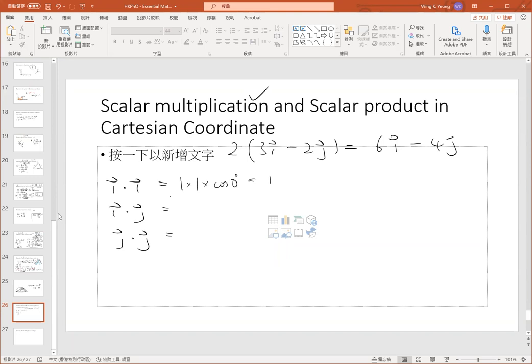If it's i dot j, it's just 1 times 1 times cosine 90 degrees, which gives you 0, because these two vectors are perpendicular to each other. If it's j dot j, 1 times 1 times cosine 0 degrees, gives you 1. So let's do this multiplication.